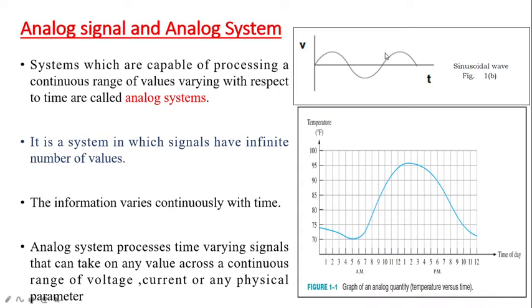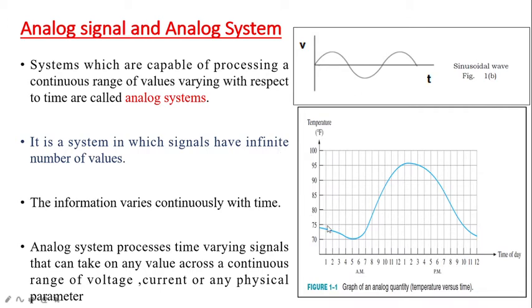Now we have studied what an analog system is. Next we shall find out its characteristics. It is a system in which signals have an infinite number of values. Yes, this is the main significance and the difference between digital and analog. Here it states that it has an infinite number of values.